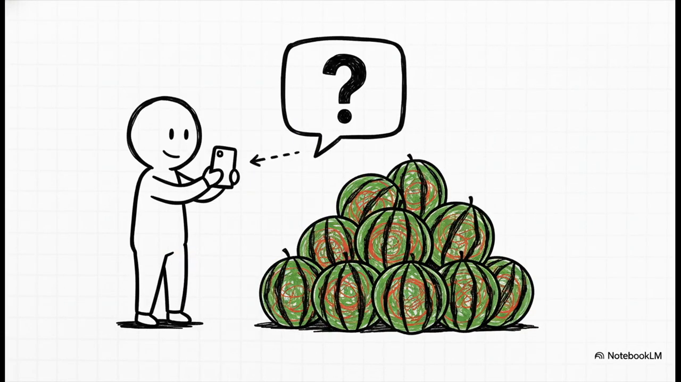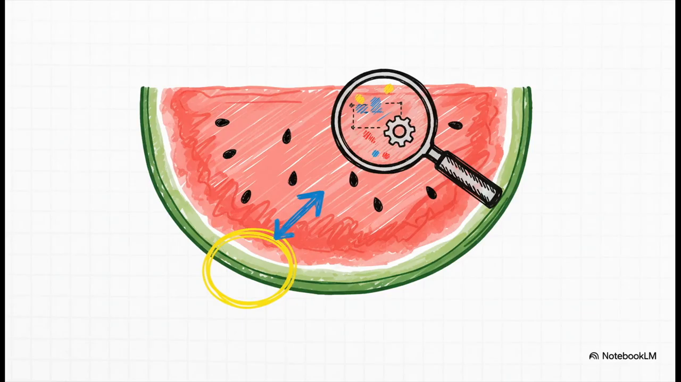Let's use a super simple real-world example. Imagine you're at the grocery store, staring at a giant pile of watermelons. You want the best one, the sweetest one, but let's be real, who's actually an expert? So you just snap a photo and ask, hey, which one of these should I get? And this is where the magic happens. It doesn't just guess. It actually analyzes the photo, looking for all the little signs, like the color of that spot on the bottom and the texture of the rind. And then it highlights the best one for you. See? It's not just seeing a watermelon, it's understanding what makes a good one.